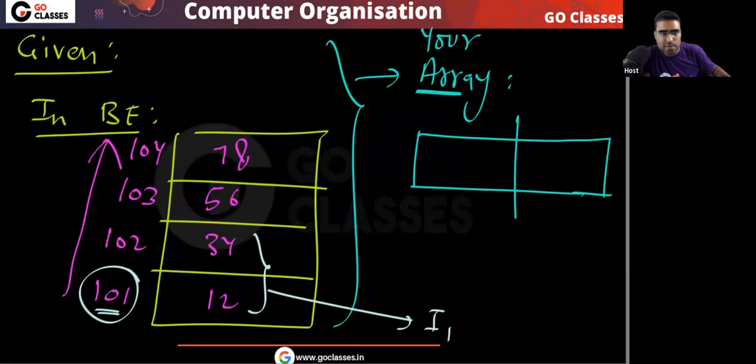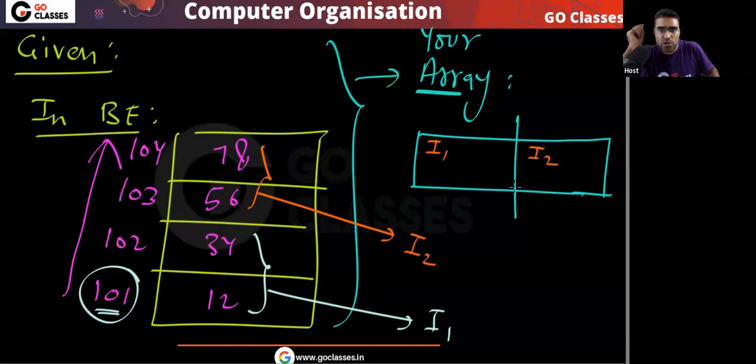Is this clear? Please tell me. So this is your I1, this is your I2, right? Yes or no? Because you can see this order cannot change. I1, then I2. The order of array elements cannot change. Whether you take little endian or big endian, this order cannot change. First I1 will be there, then I2 will be there. Okay, yes or no?